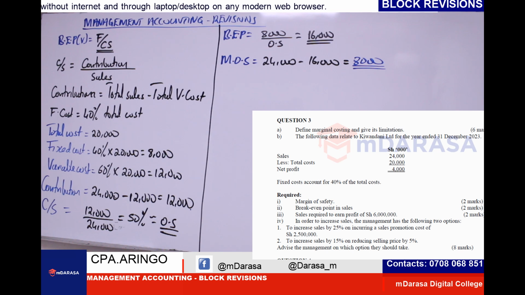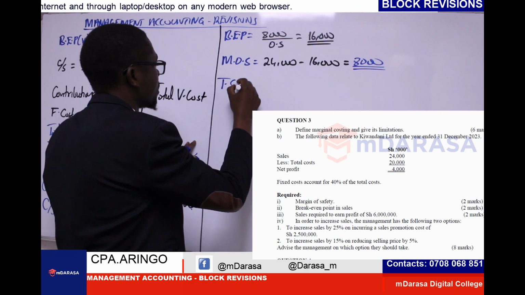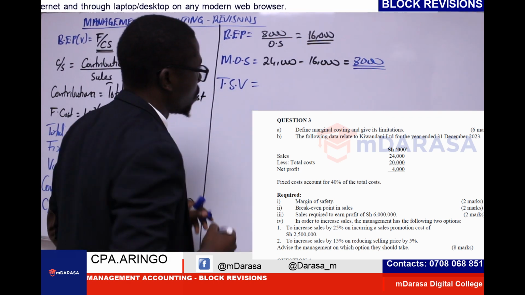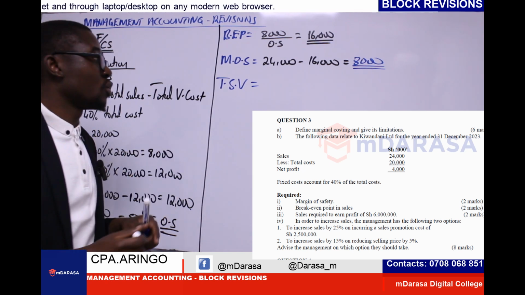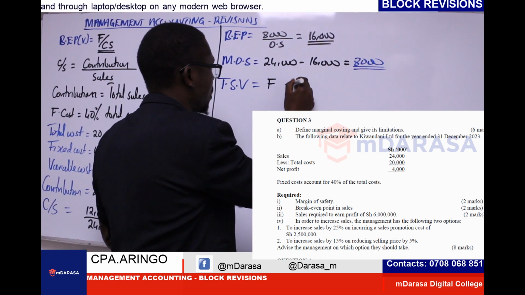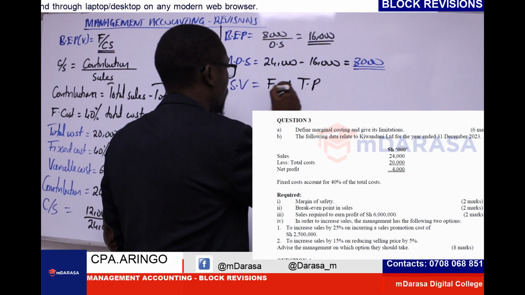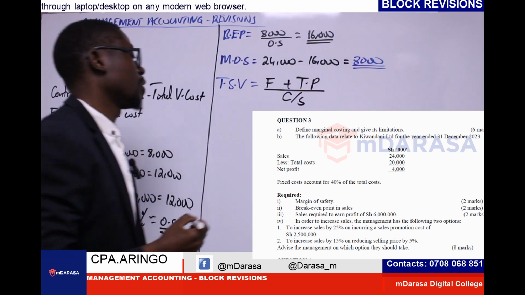So part 3 of the question you asked: sales required to earn a profit of 6 million. Target sales in value. Mwalimu had shared with us this when you're doing a summary, where we said we'd be talking of our fixed cost plus our target profit. We divide by our CS ratio because we need to determine that in value.